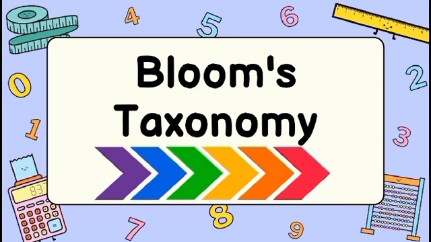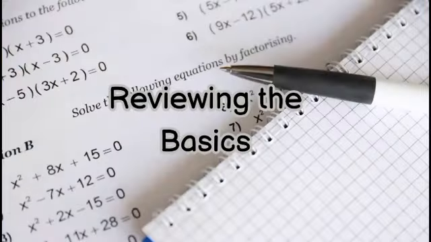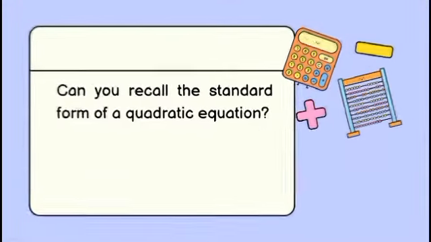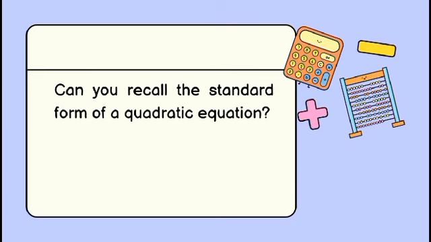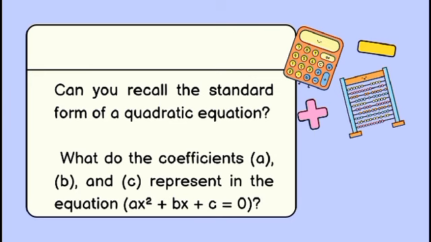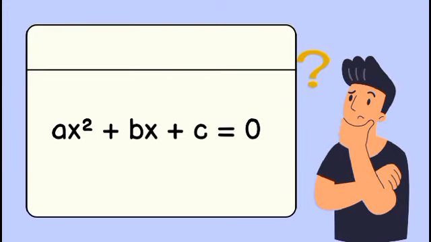Before we move forward, let's take a moment to review what we've learned so far. Can you recall the standard form of a quadratic equation? What do the coefficients a, b, and c represent in the equation ax squared plus bx plus c equals 0? Think about where you've seen quadratic equations before. Can you remember the steps involved in factoring a simple quadratic equation?